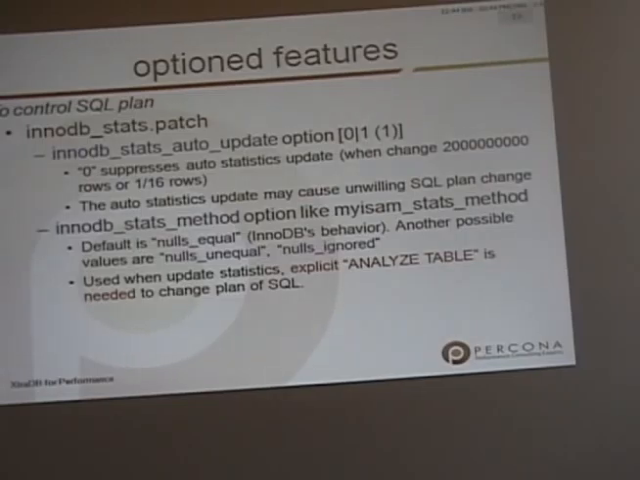Xtrabackup also has options to control the SQL plan. One is the InnoDB stats option. By default, InnoDB updates each table's statistics when 2 billion rows or 1/16 of the rows are updated. Such an old statistics update may cause an unwanted change of execution plan. If you don't want such a change, you should set that option to 0.